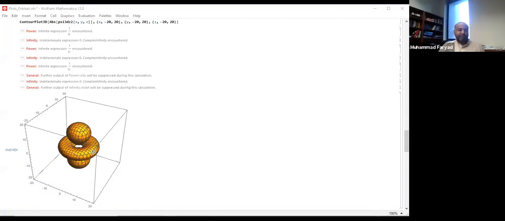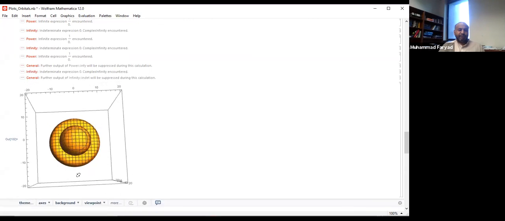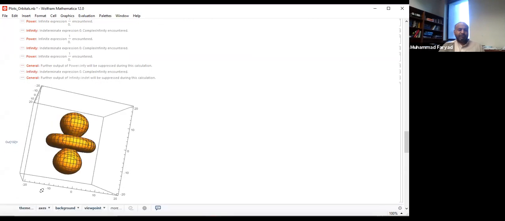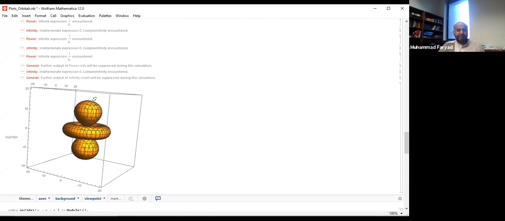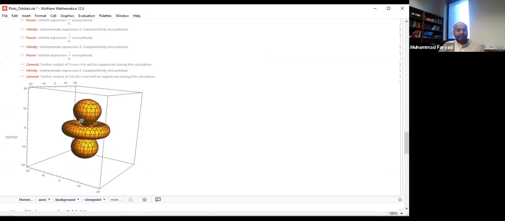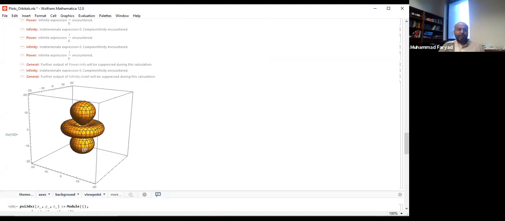The other orbital is also plotted in 3D. So let's look at this. This is the dz square orbital. You see it has a donut in the middle, and then it has two lobes along z. This is the z-axis up and down. So it is symmetric in the xy plane, but along the z-axis it's sort of a donut with that figure 8 shape.